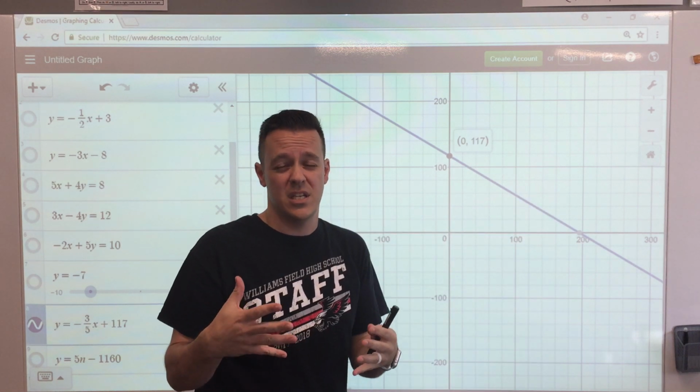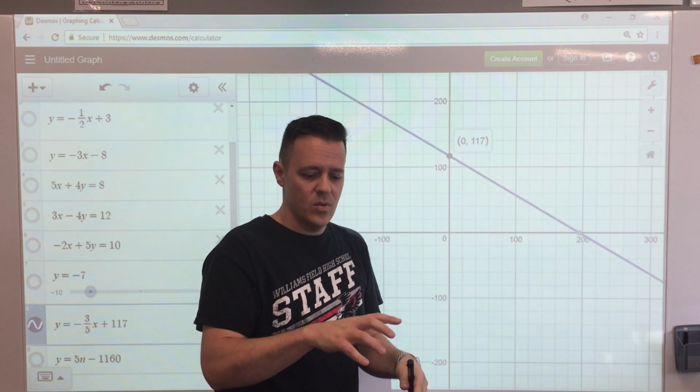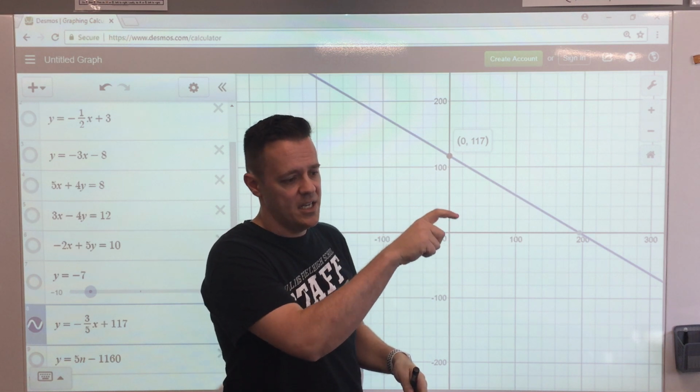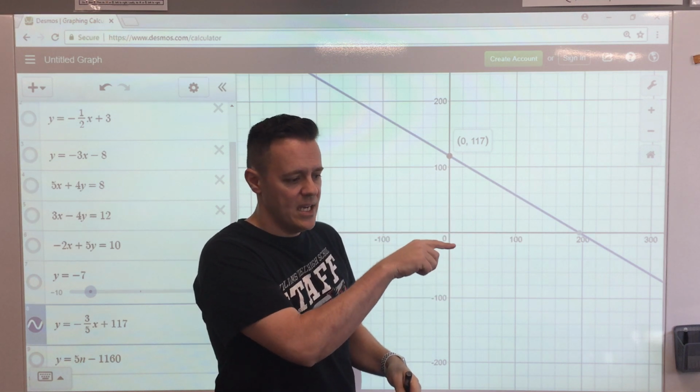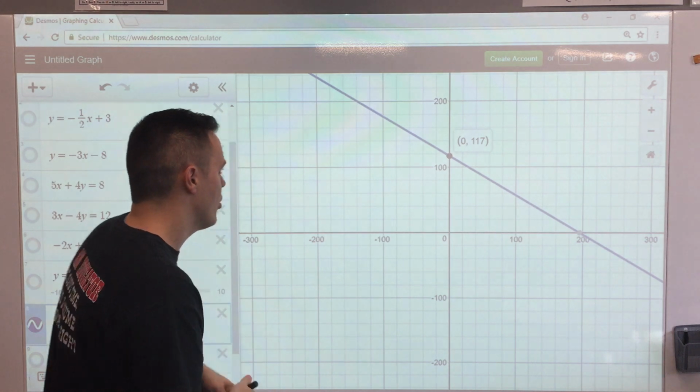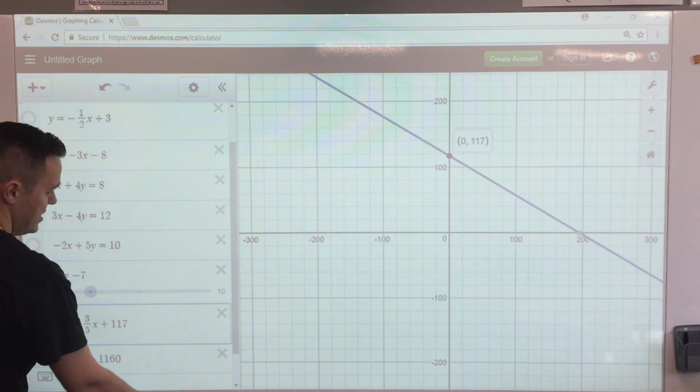That's why I want you guys to get an external mouse, because it's easier with an external mouse to actually click on the line and just follow along instead of clicking with your finger and trying to drag it. It's more difficult to do on these calculators.